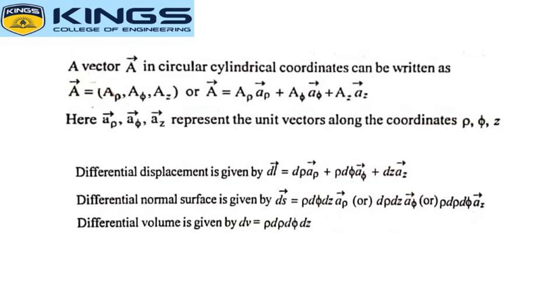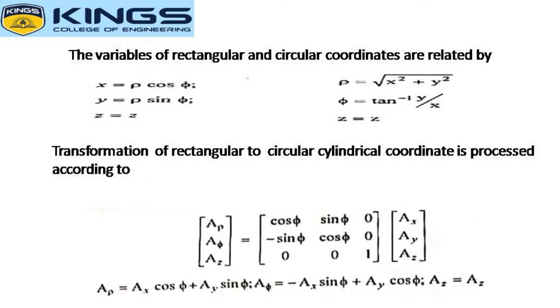The second component, differential normal surface, is given by ds vector is equal to rho d phi dz a rho vector, or d rho dz a phi vector, or rho d rho d phi az vector. The third component, differential volume, is given by dv is equal to the product of rho, d rho, d phi, and dz.